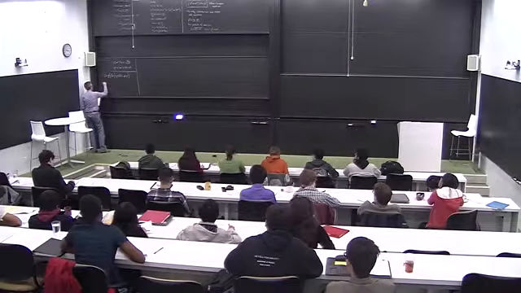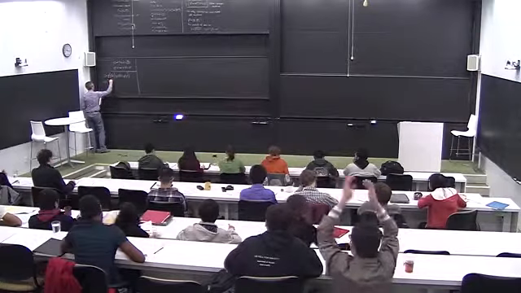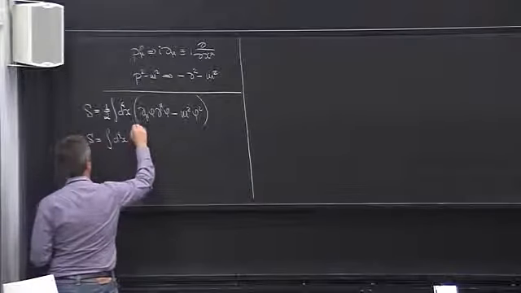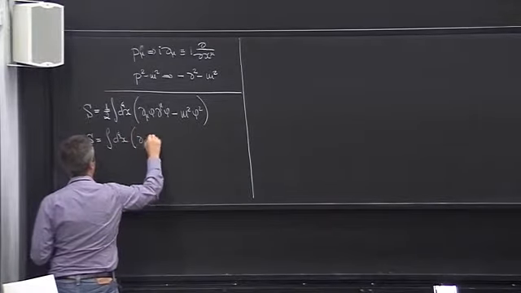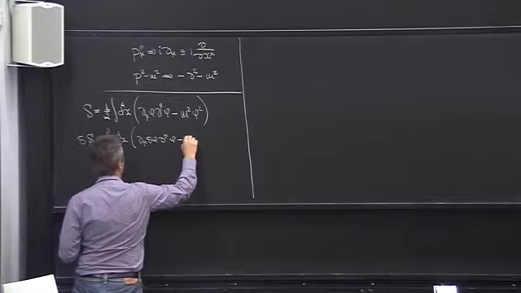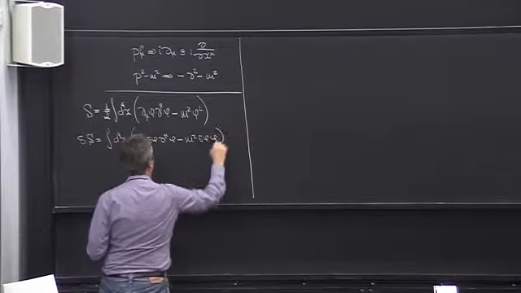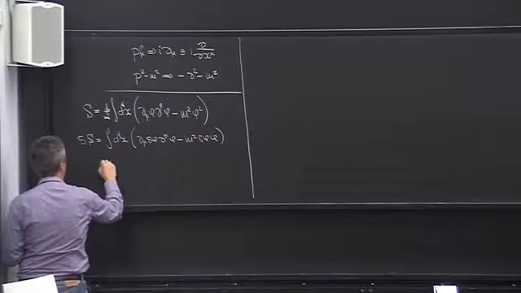Indeed, let's take delta S. This will be equal to the integral d^4x of d mu delta phi d mu phi minus m squared delta phi phi. In the first term, we integrate by parts.